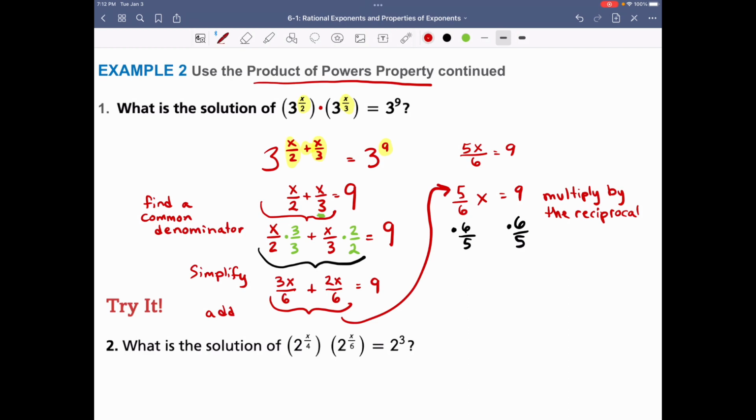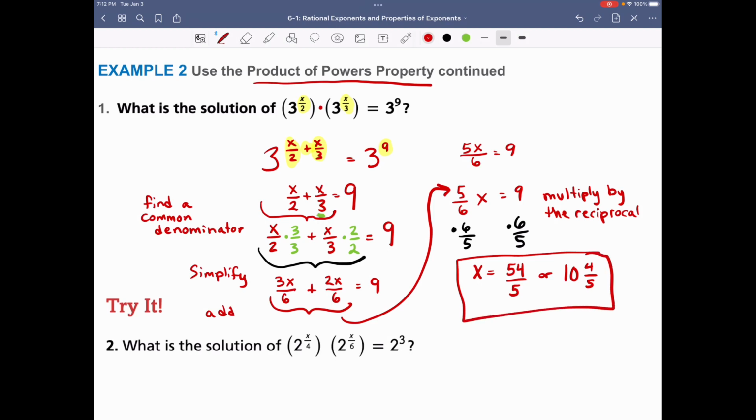This cancels, leaving us with just x. 9 times 6 is 54, so it will be 54 fifths. And you can leave it like that, or you can write it as 10, right? 5 goes into 50 10 times with 4 left over.